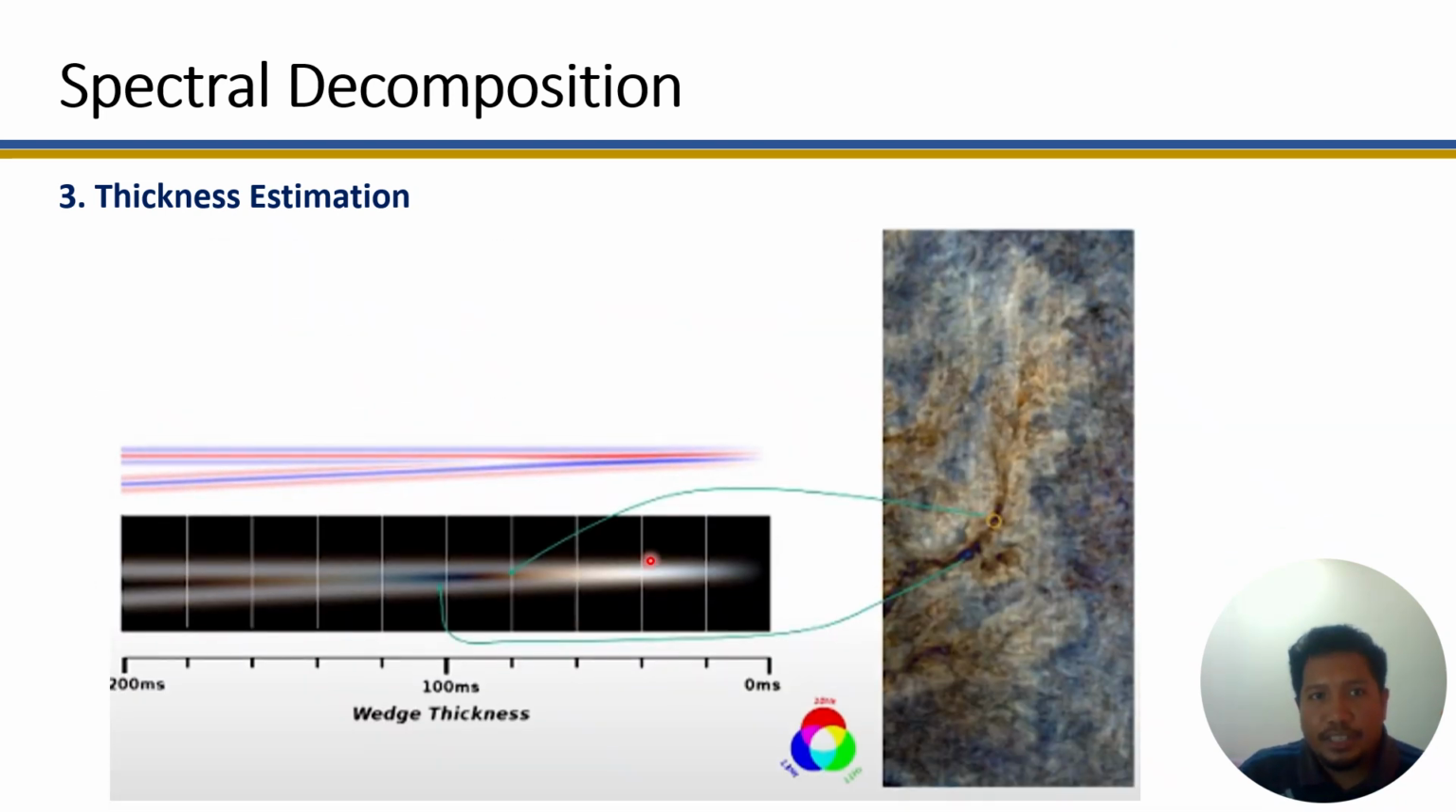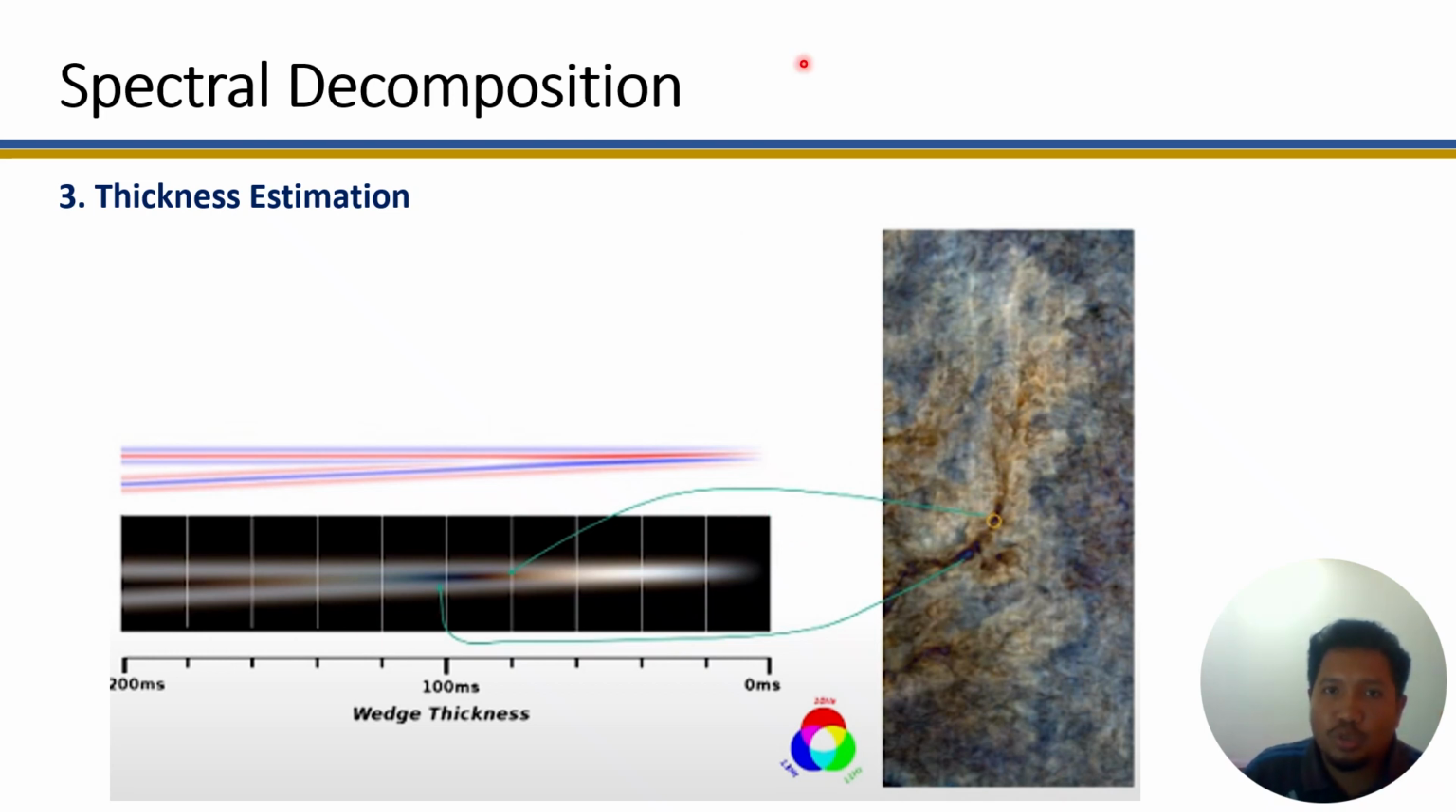This is illustrated here, where we have an RGB blend of a submarine fan system on the right hand side, and we have a wedge model with decomposition that matches the one that we run on the seismics. So at our well location over here, we know that the sand is 84 milliseconds, so we can use that to calibrate our wedge, and we can compare the color that we are getting in the seismic with what we are seeing on the wedge.